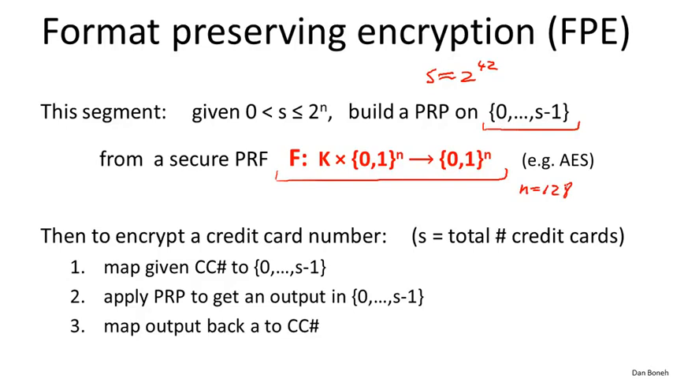Well, once we have such a construction, we can easily use it to encrypt credit card numbers. What we would do is take a given credit card number and encode it such that it's represented as a number between 0 and the total number of credit card numbers. Then we would apply our PRP to encrypt this credit card number, using construction number 2 from the deterministic encryption segment. And then we would map the final number back to look like a regular valid credit card number, and send this along the way.